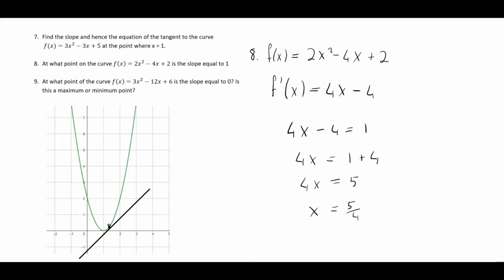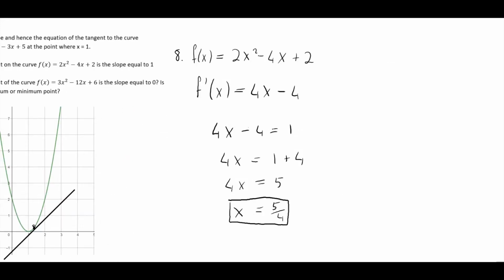So that's the x value, but it's actually said here, at what point on the curve f(x) is equal to 2x squared minus 4x plus 2. So we actually want to find what's the y value of that as well. So to find that we have our x value, we need to sub that back into our equation. So we'll write out the equation here, and we'll just sub in 5 over 4 to find our y value.